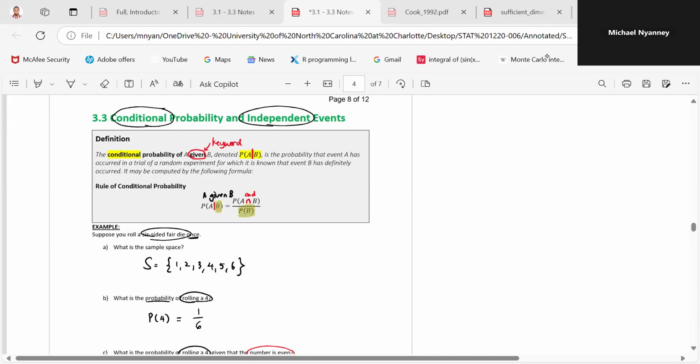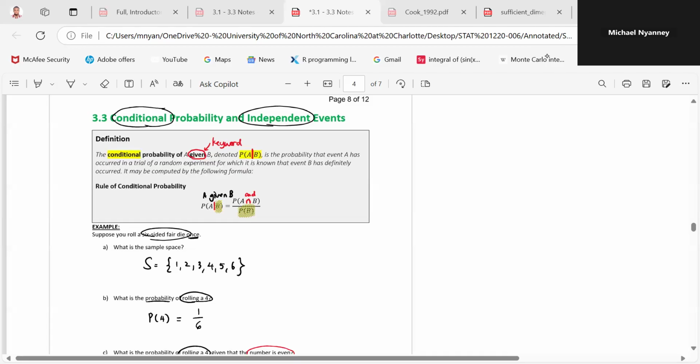Okay, so yesterday we did sections 3.1 and 3.2, which talked about sample space, events, and their probabilities. We did the intersection, union, and complement. All right, so today on 3.3, we will talk about conditional probability and independent events.